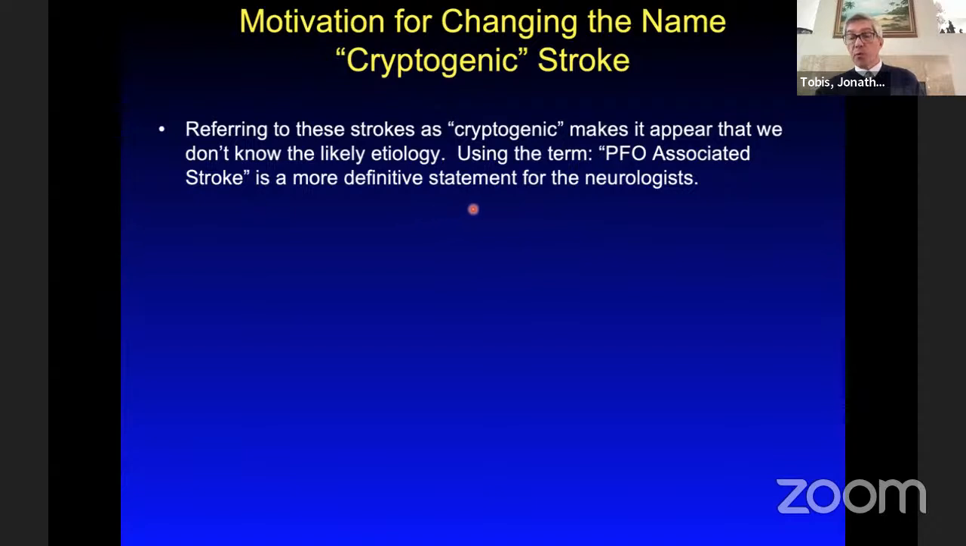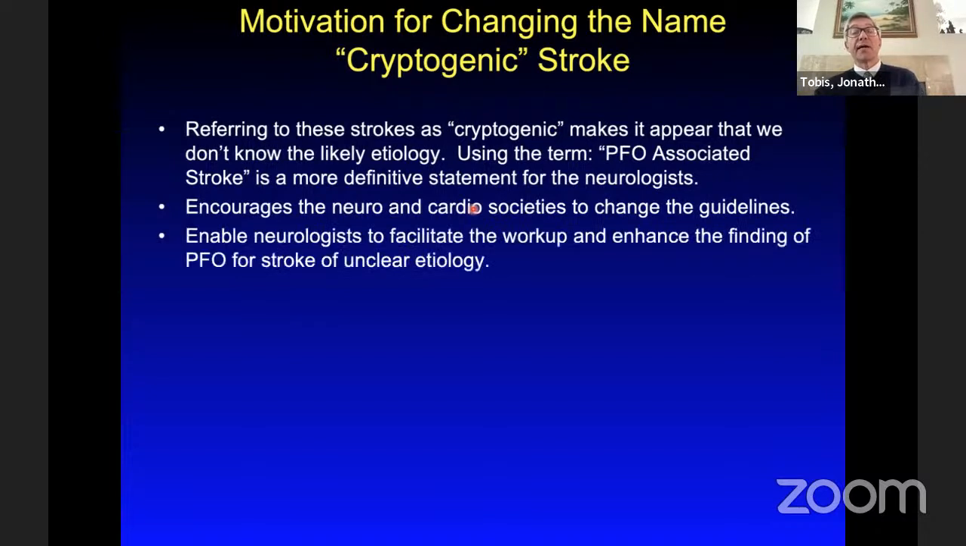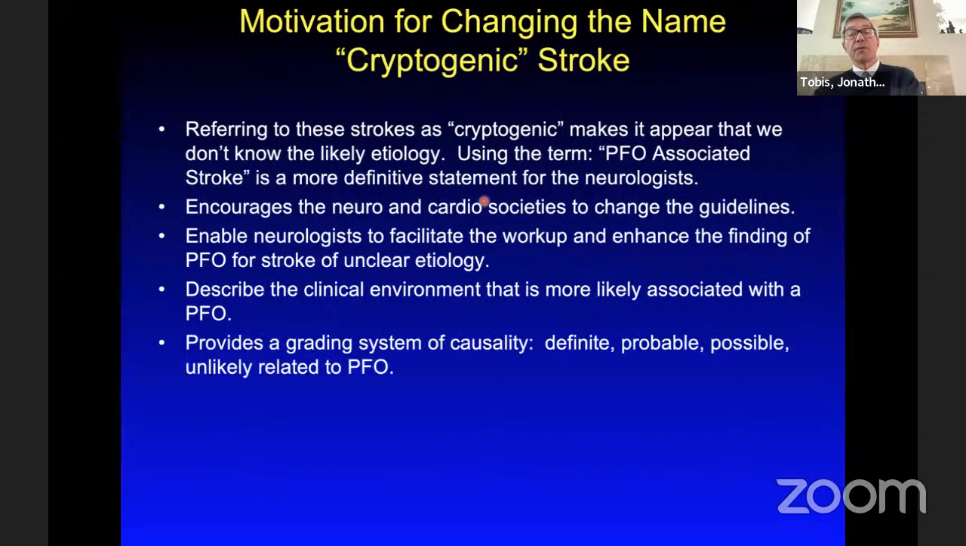PFO-associated stroke is a more definitive statement for your neurologists, and both the neuro and cardio societies have changed their guidelines, I think, in part by this. It also enables the neurologist to facilitate the workup for PFO if it's an unclear etiology. And it describes the clinical environment, as I described, that is more likely associated with a stroke. And Jeff Saver, our stroke neurologist at UCLA, has done a great deal of work in this in terms of coming up with a grading system for causality of the stroke.